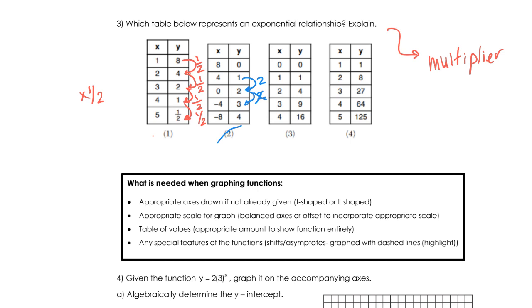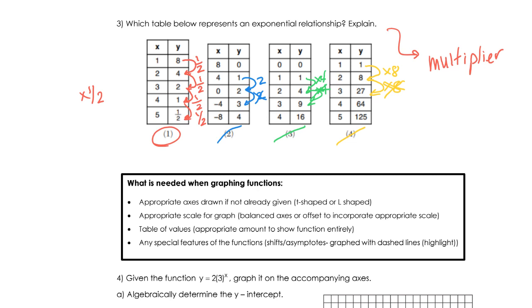In choice 3, 1 times 4 is 4. However, 4 times 4 is not 9, it's 16. And so since it doesn't have a consistent multiplier here either, it's not choice 3. Choice 4, in order to get from 1 to 8 with a multiplier, you have to multiply by 8. However, 8 times 8 is 64 and not 27. And so the multiplier doesn't work here. And so I'm going to go ahead and say choice 1 is exponential.